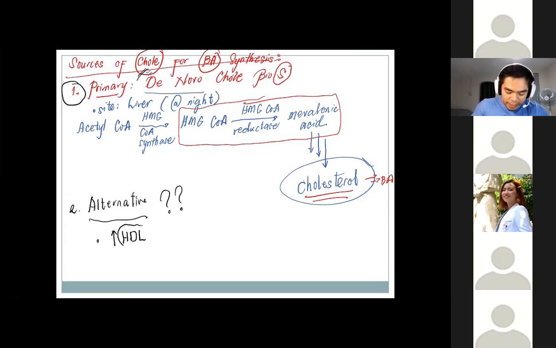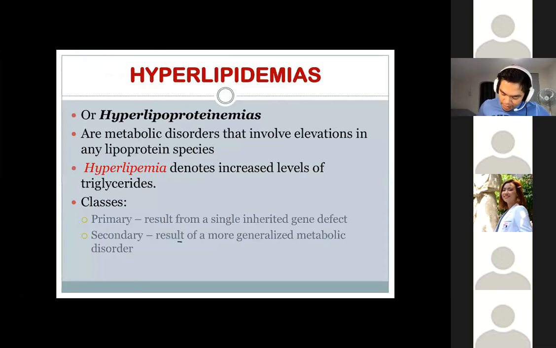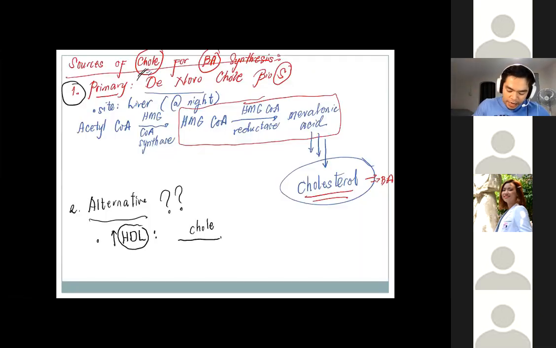Guys, kung babalikan ng HDL, ano ang ginagawa ng HDL? Anong dala-dala niyang lipid? Answer me. That's right. Kole ang dala niya. Paano niya dinadala ang kole? Palapit o palayo ng liver? Very good. Ayan. So ang dala-dala ng HDL ay cholesterol papuntang liver.